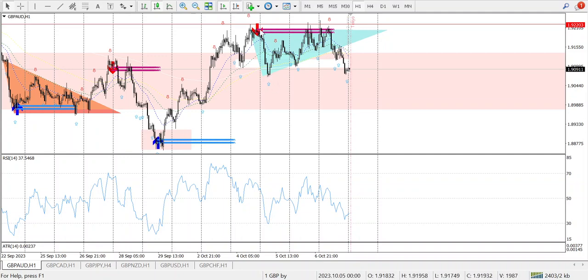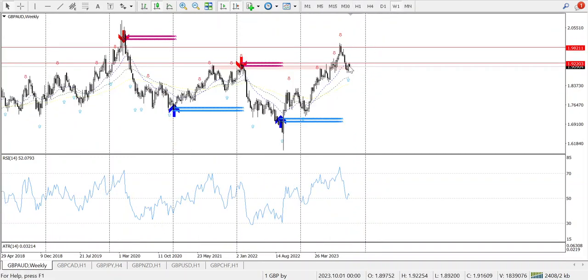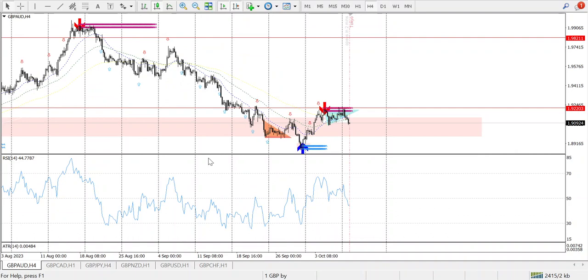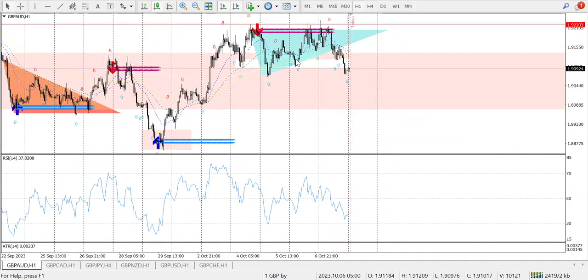I had drawn a triangle here and I said that if it breaks down, and if I go to weekly, I can see that it's an uptrend. But when I come to hourly four, in hour one it was a rectangle. So anyway, I said that if it breaks down below, I will go for a short trade. But what mistake did I do here? GBP AUD. Yeah, I had a loss of $16.